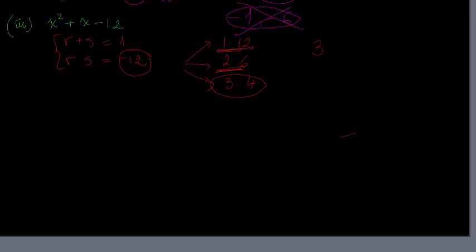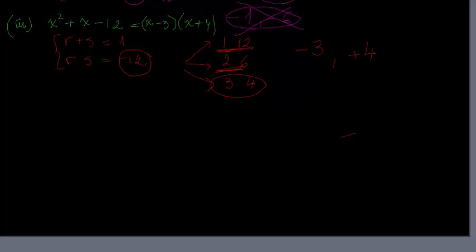Well, let's see. I have the 3 and the 4. If I make the 3 minus and the 4 stays with a plus, then when I add them up, I do get the positive 1. And when I multiply them, I get negative 12. So this is the correct factorization. So let me write it down. I will have x minus 3 and then x plus 4.